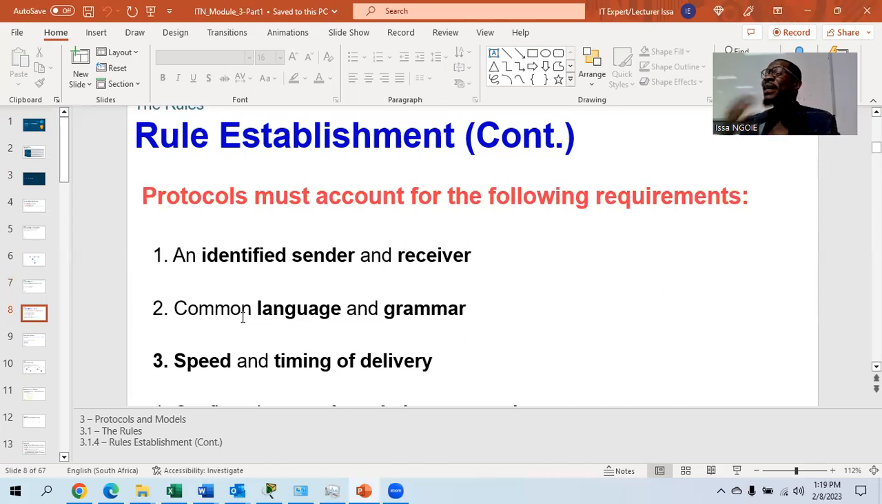Now, there are some requirements because we're talking about protocols. There are some requirements that a protocol must have, right? Those are the requirements for protocols. Number one, a protocol must be able to identify what? The sender and the receiver, right? Sender is the one who's sending, or the device that will be sending, and the receiver, the device that will be receiving.